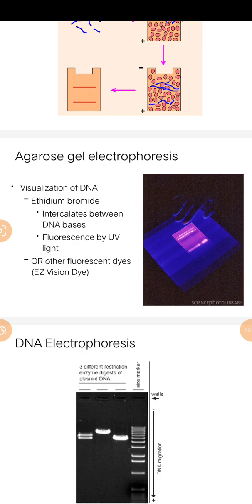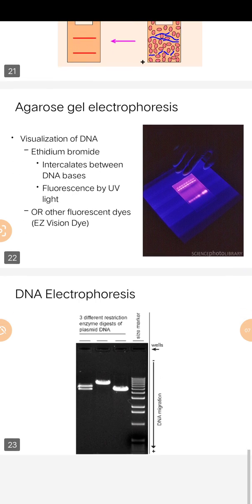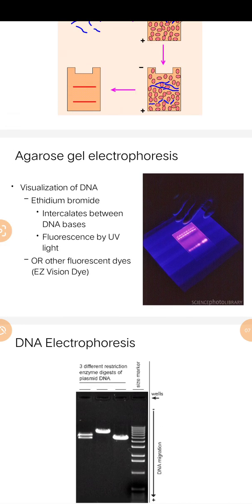There is another dye, that is EZ Vision dye. In this last slide, we can see a diagram representing gel electrophoresis. Here are the DNA fragments that are run to different positions. Molecules having a high molecular weight are near to the wells, and the molecules with low molecular weight move toward the positive end.